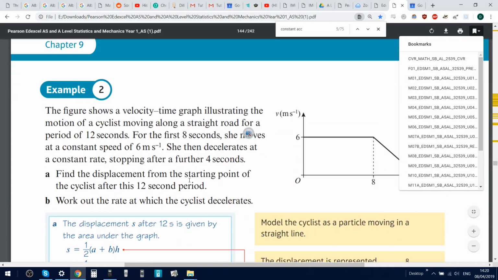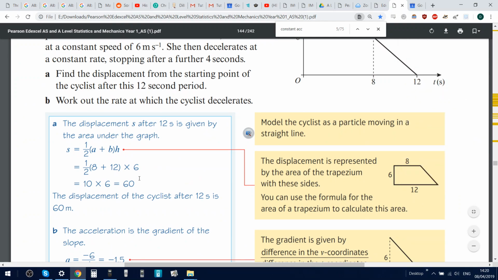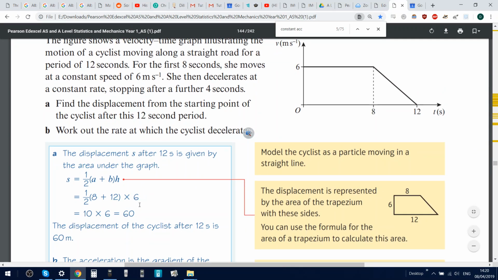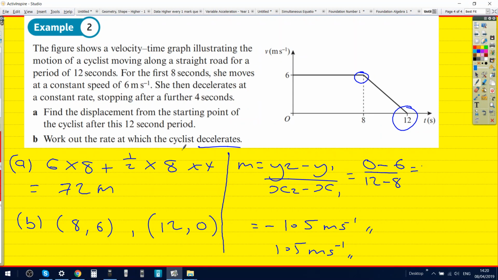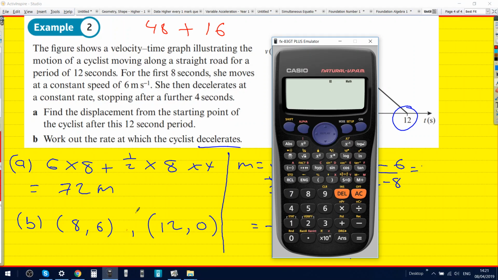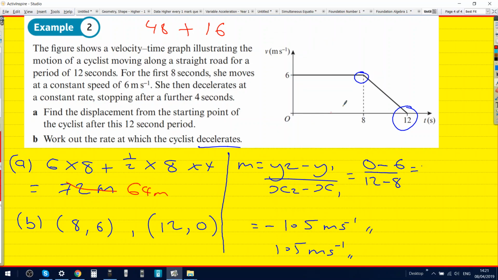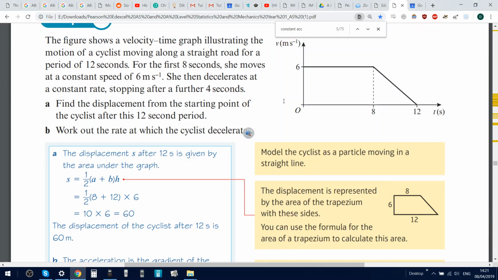Let's see. They got 60, not 72. Did you do something wrong up here? 6 times 8 is 48. Yeah, probably added it wrong. And then 4 times 4 is 16. What do you get for that one? 16, 64. Yeah, I just added it wrong. Okay. So 64 meters.